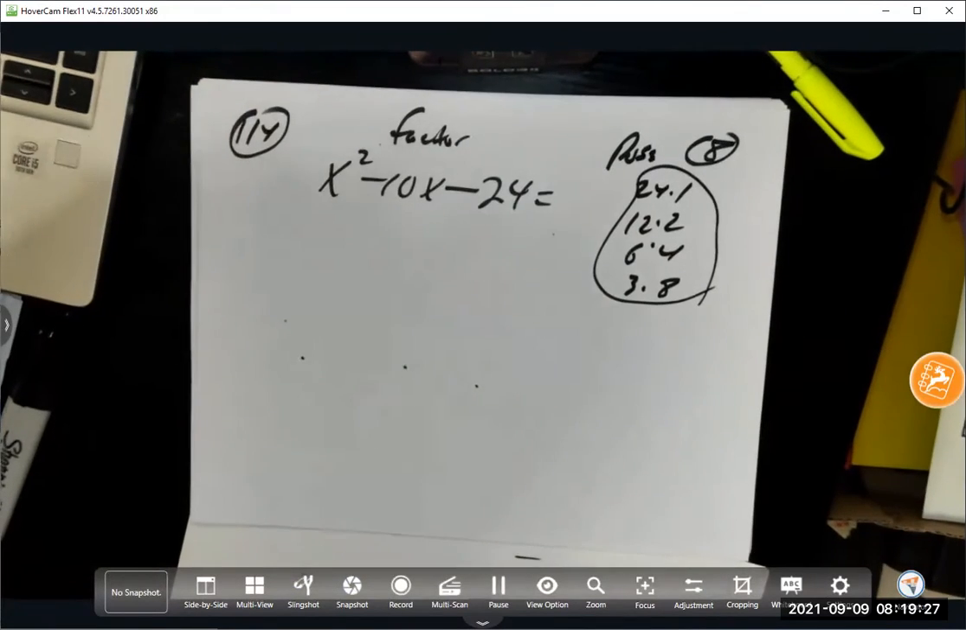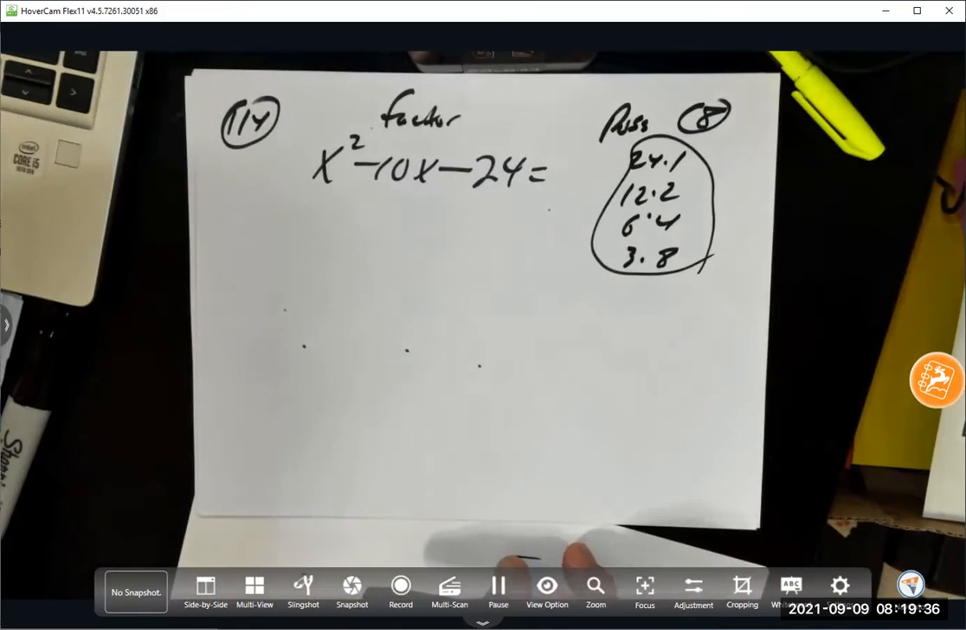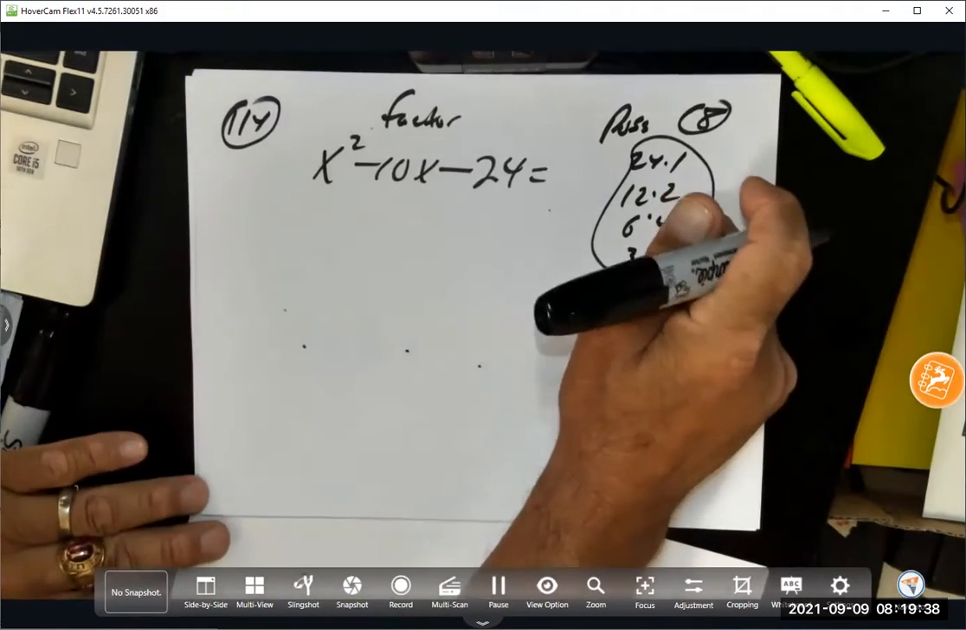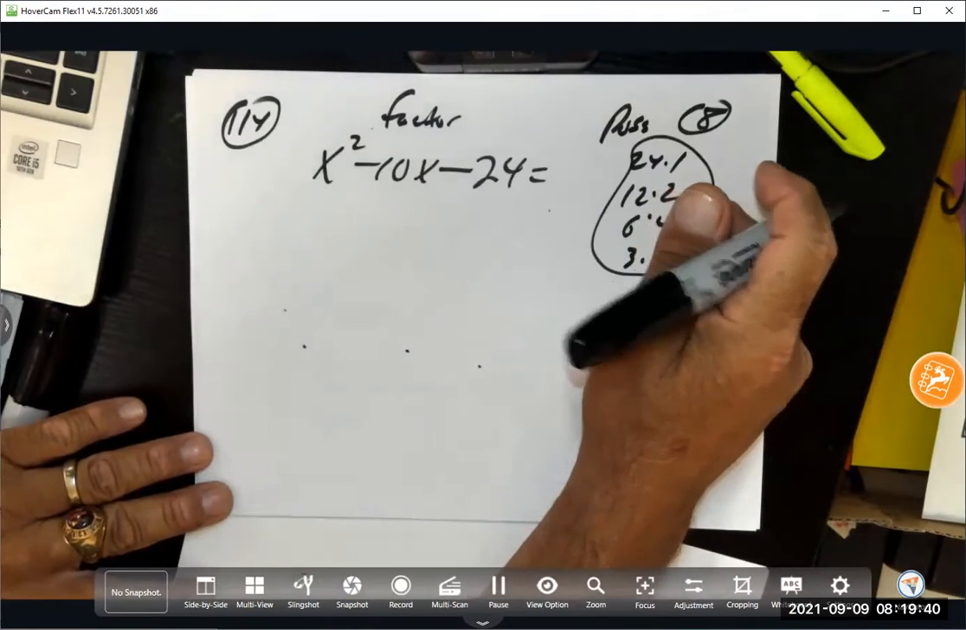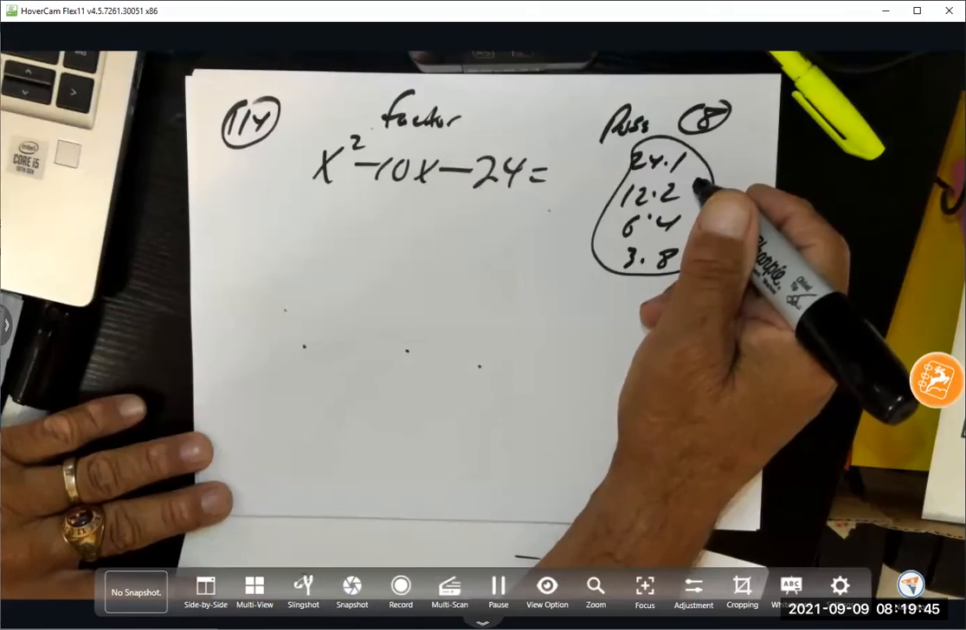Pick one. Professor Alvarez, is there maybe a trick or a shortcut to knowing from this point which two are the right numbers? Like the 4 and the 6? Is there maybe a secret that we don't know about?